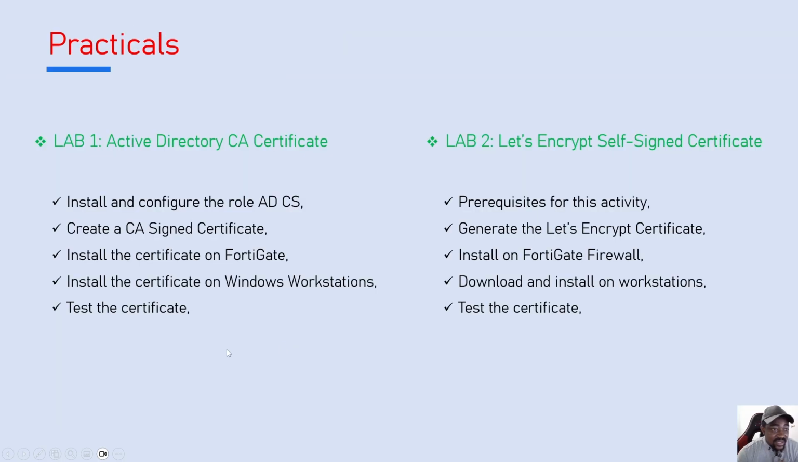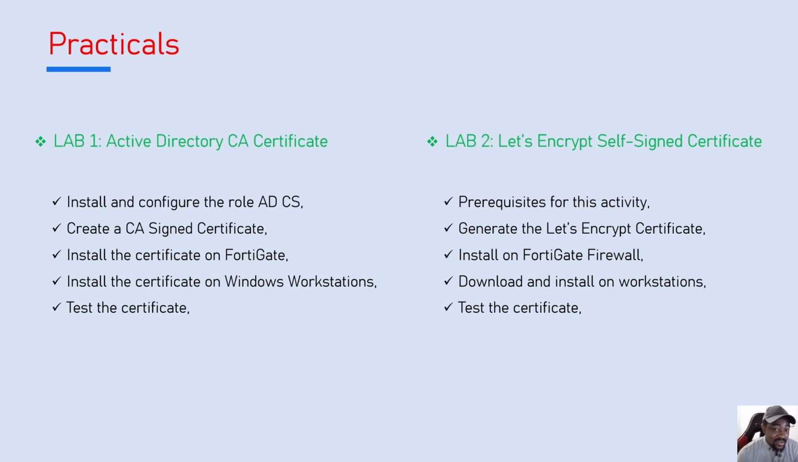We're going to do some practicals. We have two labs. The first lab will be generating a certificate from an Active Directory certificate authority. Here we are going to install the Active Directory Certificate Services role, configure it, generate a CSR from our FortiGate device, then import and validate the certificate, and then install it on our FortiGate device.